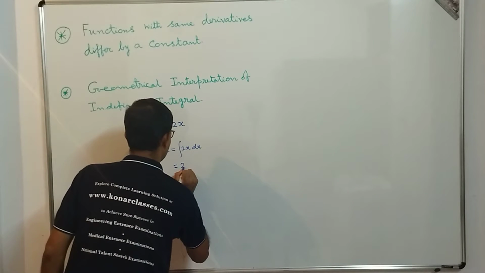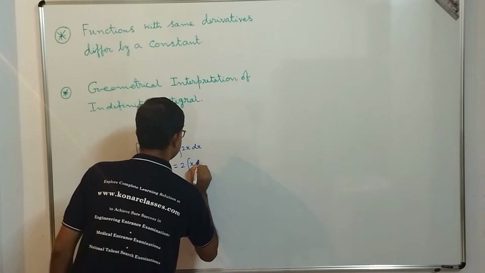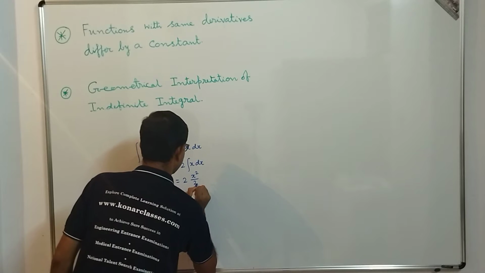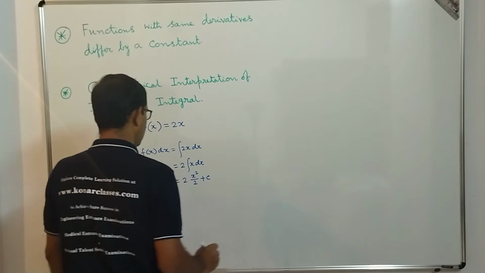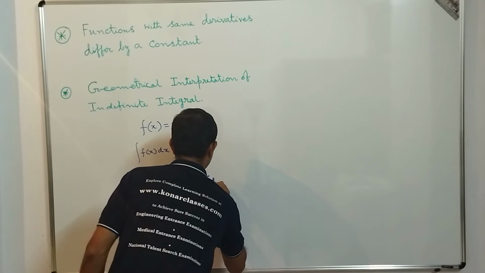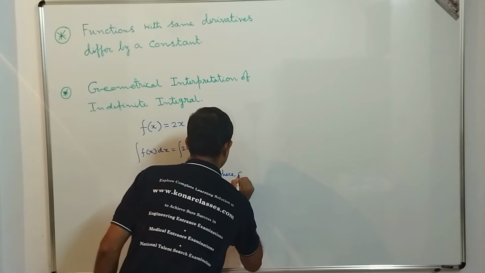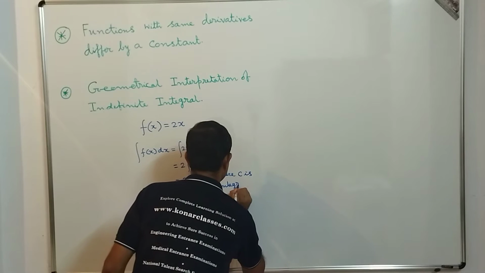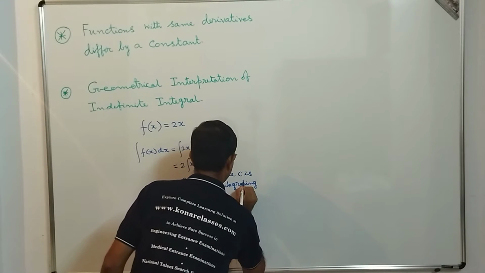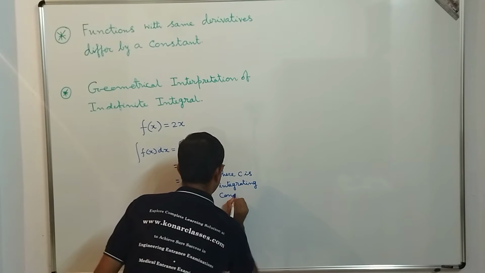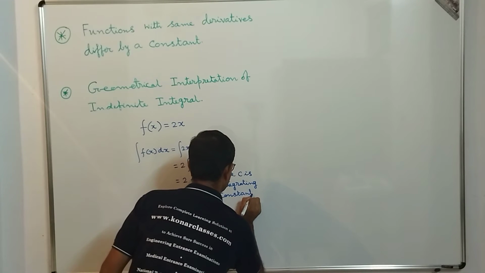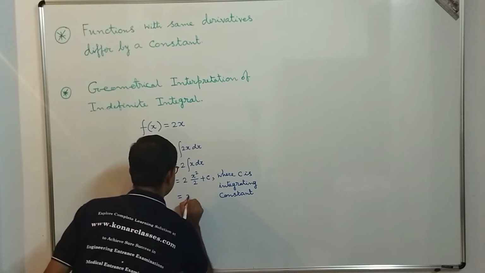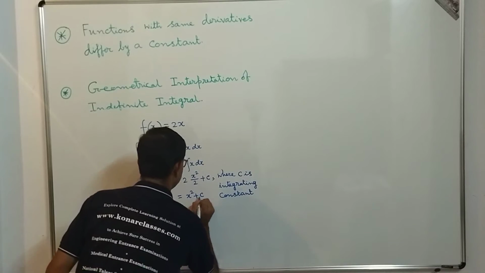So this is equal to 2 into the integration of x dx, that is equal to 2 into x square by 2 plus c. What is c? Where c is the integrating constant. So that implies this is actually coming as x square plus c.